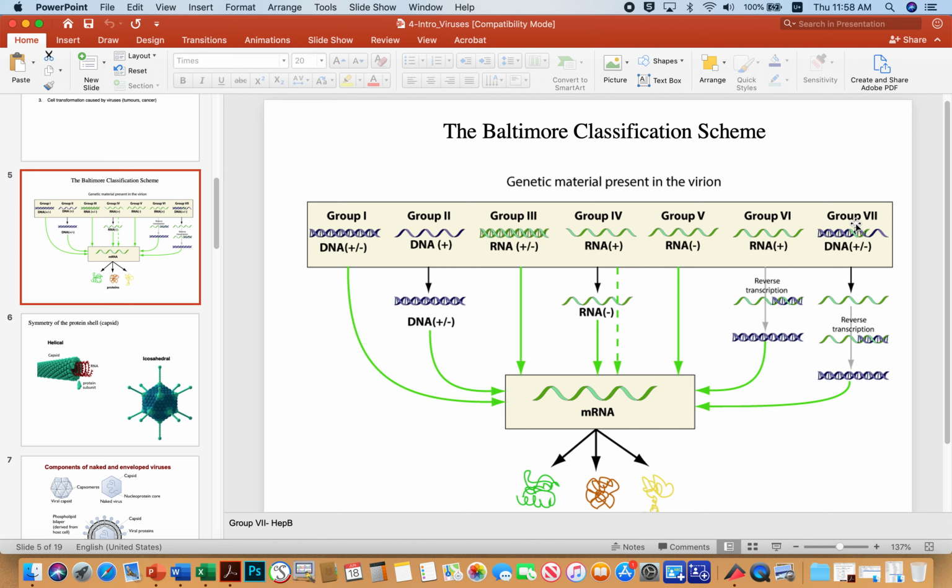And then the final group, group 7, these guys are interesting because they have a double-stranded DNA genome, but a little bit of a tail of RNA. And this little RNA tail gives them the ability to prime RNA synthesis. This primed RNA then facilitates reverse transcription of the RNA into double-stranded DNA. And then the double-stranded DNA again is transcribed into plus mRNA.